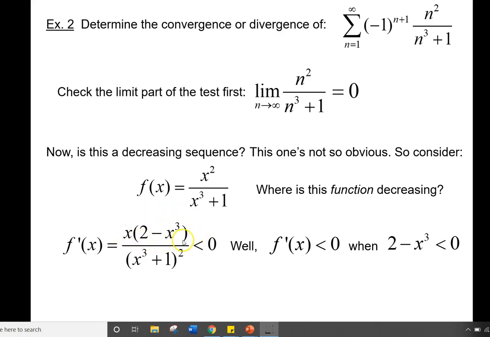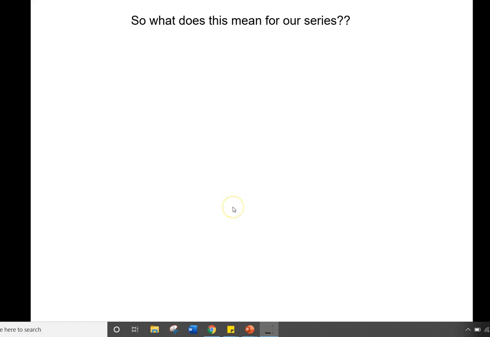So when will this numerator be negative then? When the second factor, 2 minus x cubed, is negative. I'm going to solve this little inequality here: add the x cubed and take the cube root of both sides. Let's summarize this. The derivative is negative whenever x is larger than the cube root of 2. The cube root of 2 is a small number, like 1 point something. So as x goes out to infinity, or as n goes to infinity in my sequence, this derivative will be negative, which means this function will be decreasing.